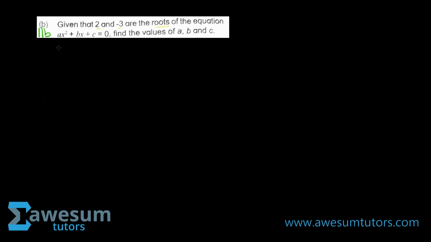First of all, if you take a look at this, you realize this is a quadratic equation, because the highest power of x here is 2, that is squared. So that means it's a quadratic equation. You have been given the general equation, ax squared plus bx plus c equals 0. You have to find a, b, and c after you have been given the roots of the equation.